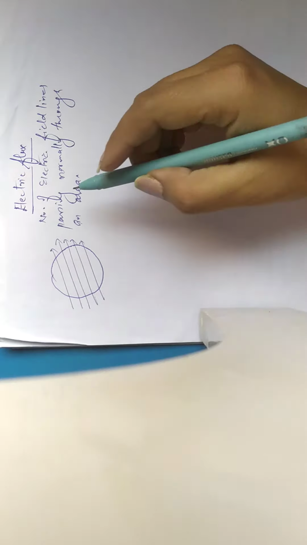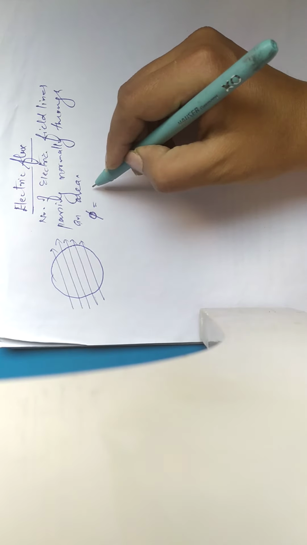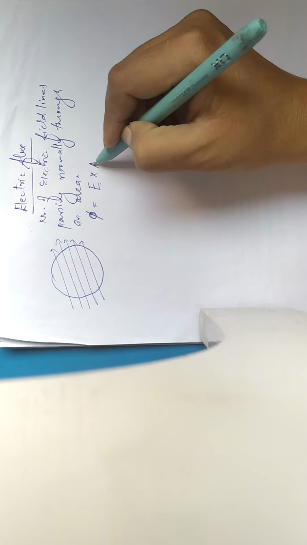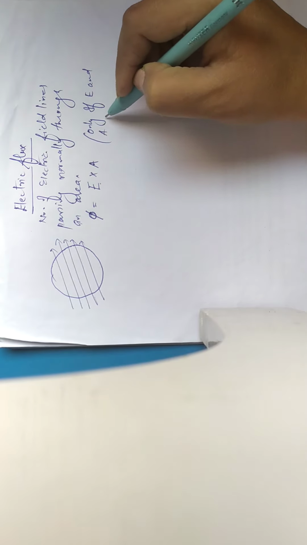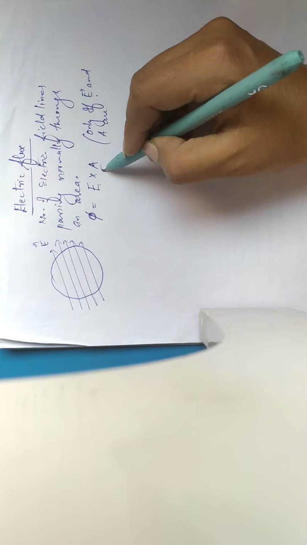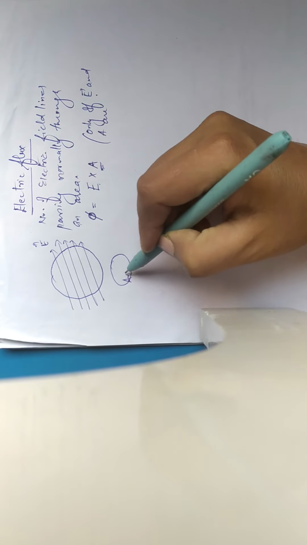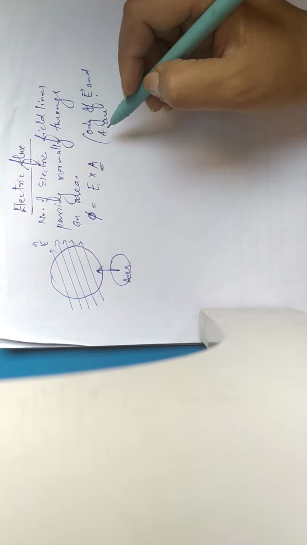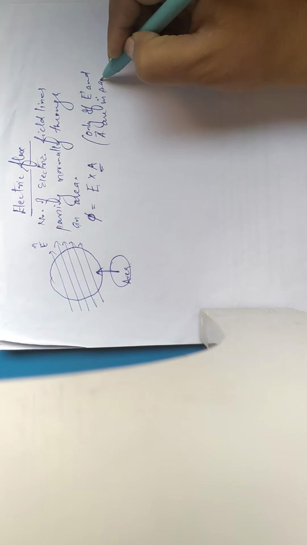How do we measure electric flux? It is denoted by phi, and the formula is electric field E multiplied by area. This is the formula only if E and A are in the same direction. The E vector means your electric field, and the area vector is also acting in the same direction. Area is also a vector quantity. If this is the area, then its vector is represented by the normal, perpendicular to it. This is your area vector.